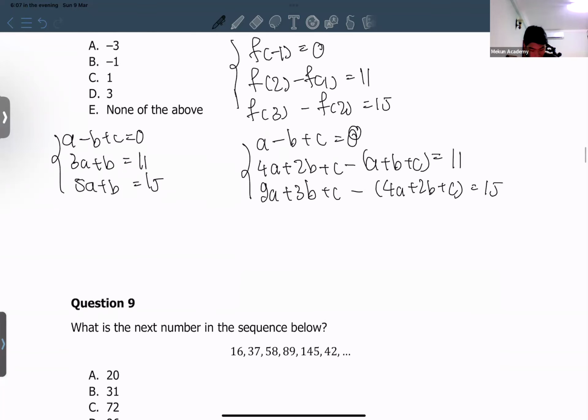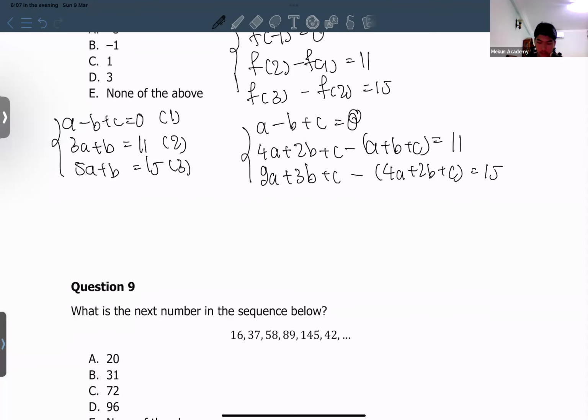You'll get a minus b plus c equals 0, 3a plus b equals 11, and 5a plus b equals 15. So from here, you can take the second equation and the third equation to find a and b.